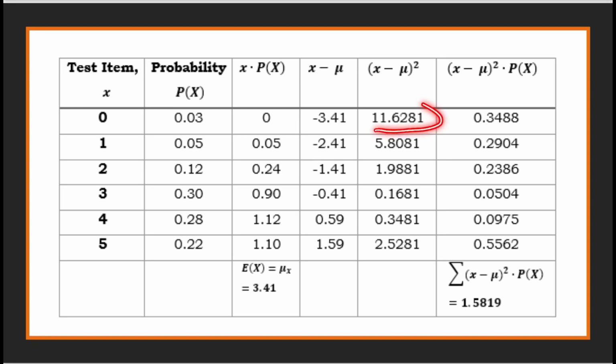Then for our sixth column, let's multiply this square by our p of x. So 0.03 times 11.6281, that is now 0.3488. 0.05 times 5.8081, that is equal to 0.2904. 0.12 times 1.9881, that is equal to 0.2386. 0.30 times 0.1681, that is now 0.0504. 0.28 times 0.3481, that is 0.0975. 0.22 times 2.5281, that is now equal to 0.5562. Adding this, we have the summation of the quantity x minus mu squared times p of x, which is equal to 1.5819.